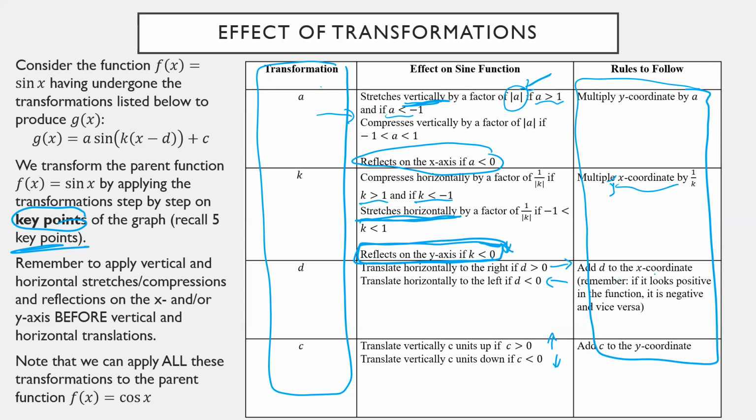For the D value, what we do is we simply add the D value to the X coordinate. So if it's positive, again, this is just a little reminder that if it's X minus D, it looks negative, but it's actually positive. And if it was X plus D, it looks positive, but it's actually negative. So you're going to the left. And then, of course, the last transformation is that you can add whatever the C value is.